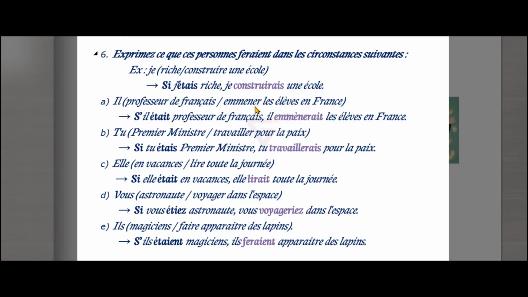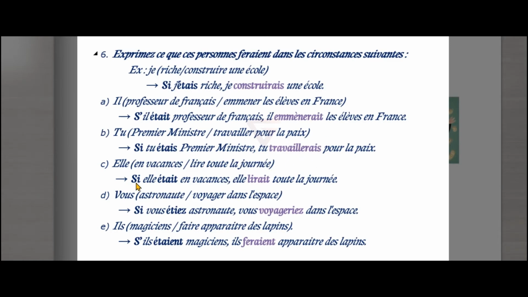And this is the ER verb, so directly you can add the ending AIT and form the imparfait here. Similarly, if you were the Prime Minister, you would work for peace. So again here, it's être in the imparfait for tu, and followed, it's an ER verb here, so directly you can add the ending AIS to form the conditional.